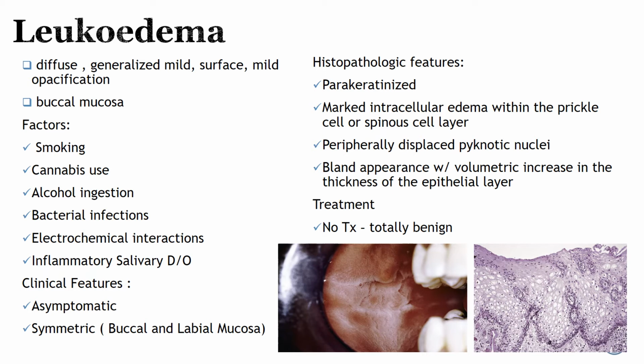Histopathologic features show a surface epithelium which is usually parakeratinized. Dominating the histomorphology is marked intracellular edema within the prickle cell or spinous cell layer, where individual cells appear enlarged and optically clear or vacuolated, with peripherally displaced pyknotic nuclei and an overall bland appearance, in association with a volumetric increase in the thickness of the epithelial layer.